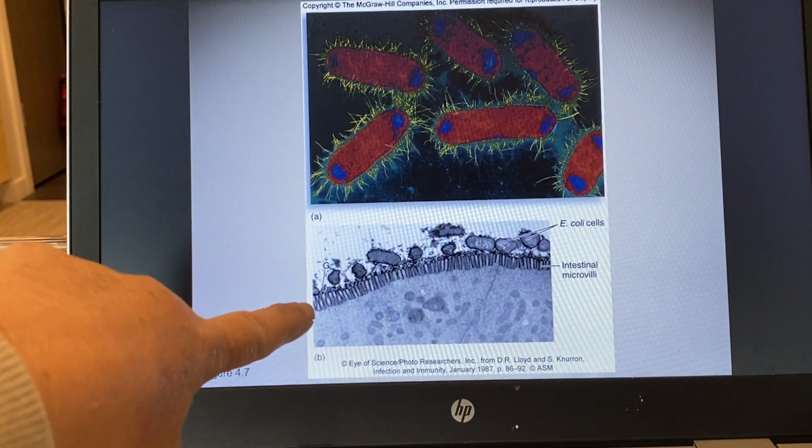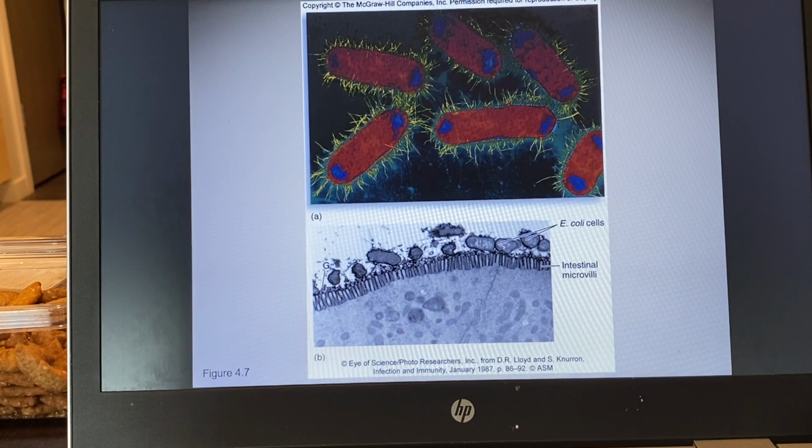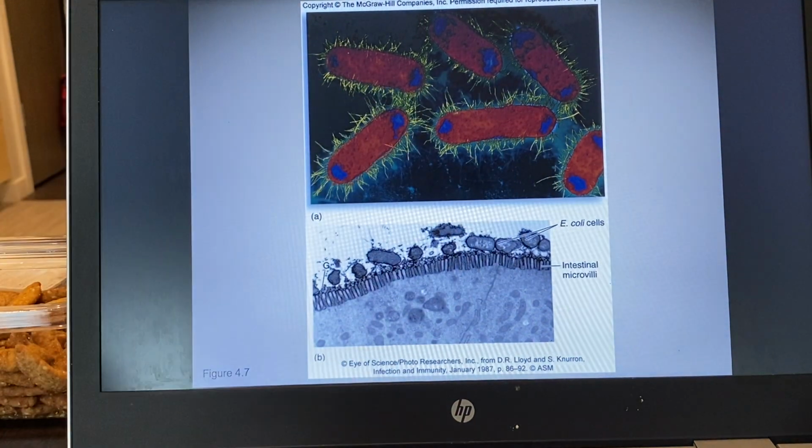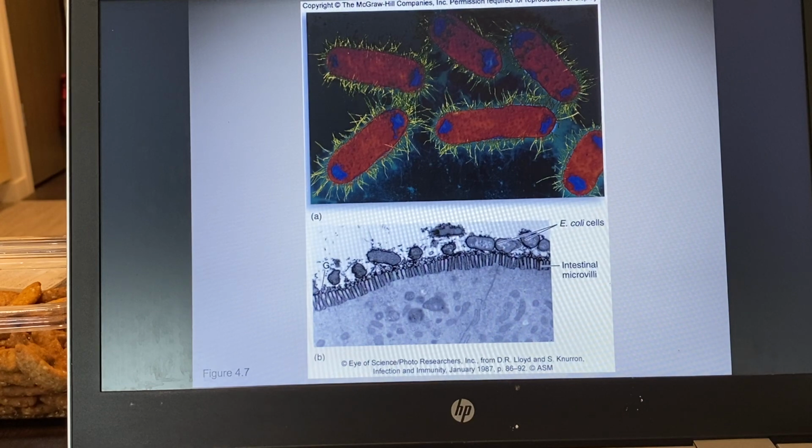This is how E. coli in your intestine, which remember is good for you, is able to cling to your intestinal microvilli. It's because E. coli has Velcro, or fimbriae, all over the surface.